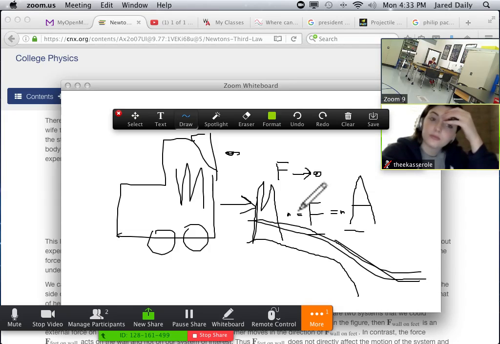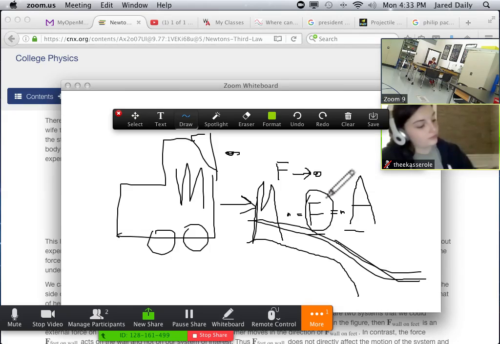But this is Newton's third law right here, that the force is the same for both forces. The force is the same on both objects, equal and opposite. But since their masses are different, they experience different accelerations and different effects, different overall effect.